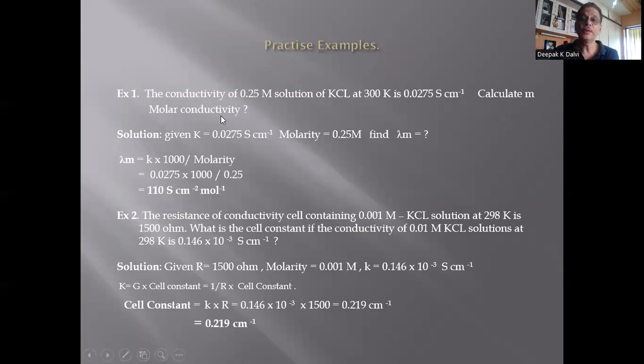Suppose the conductivity of a 0.25 molar solution of potassium chloride, KCl, at 300 Kelvin, is 0.0275 Siemens per centimeter. Then calculate the molar conductivity, that is lambda m. So what is given here? Conductivity K is equal to 0.0275 Siemens per centimeter, and molarity is 0.25 M. Then find lambda m.